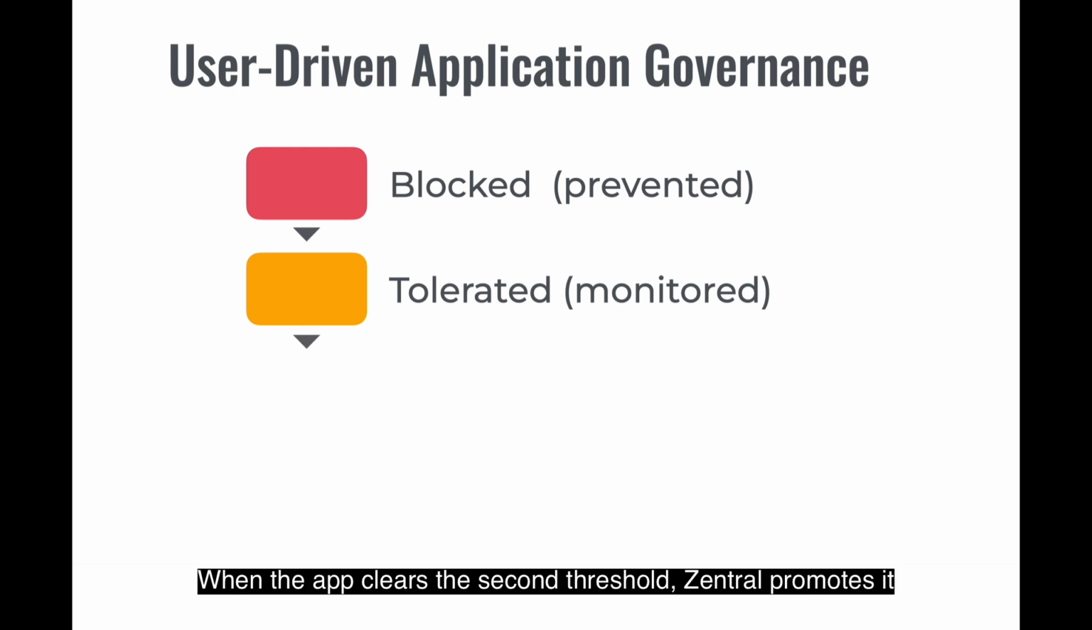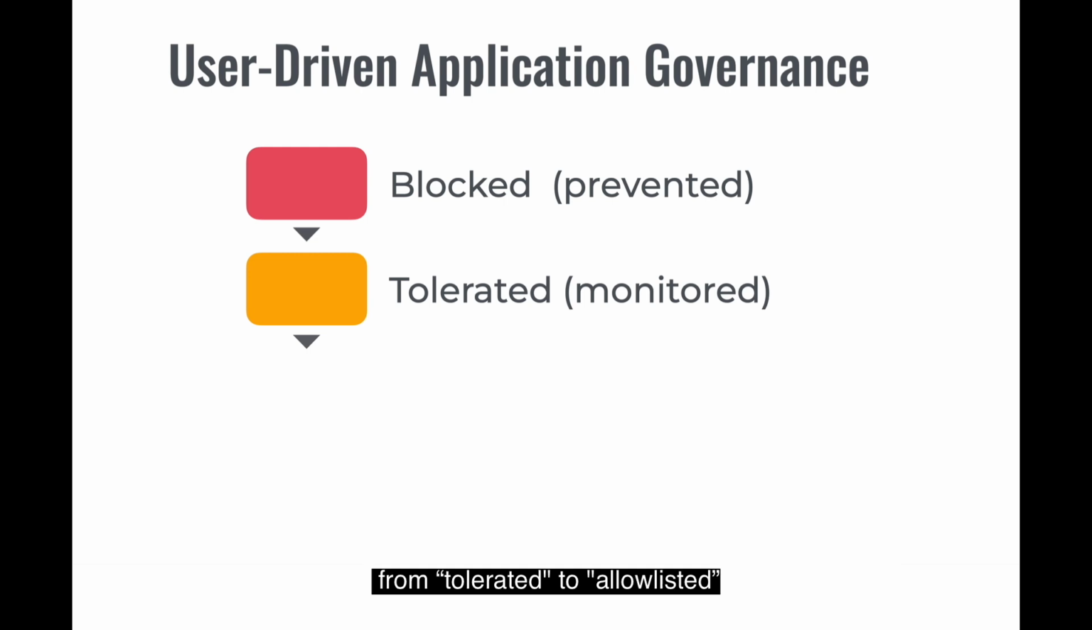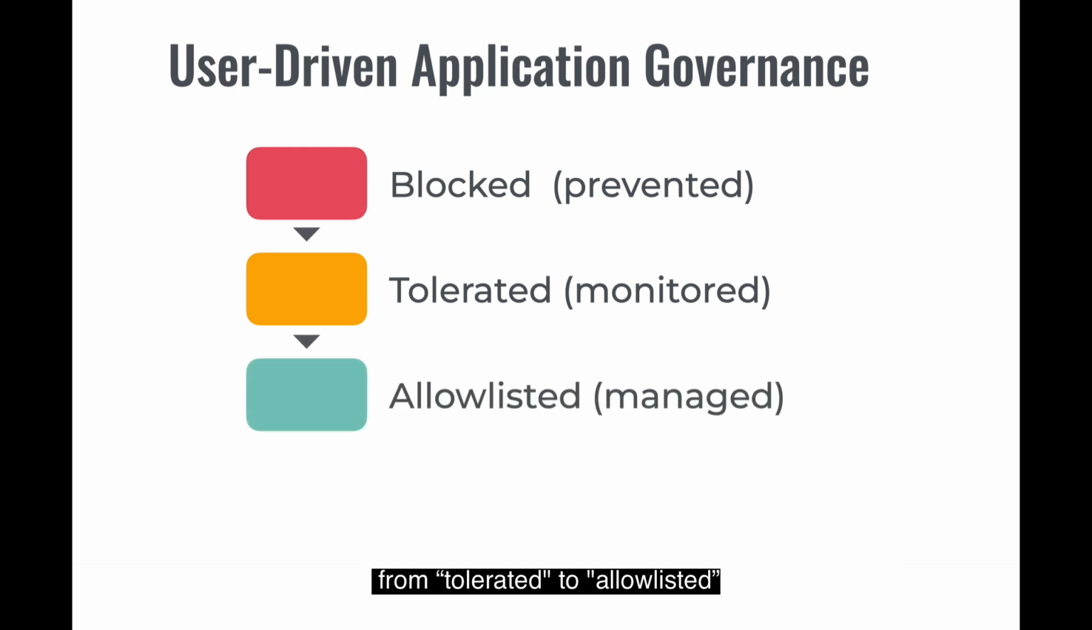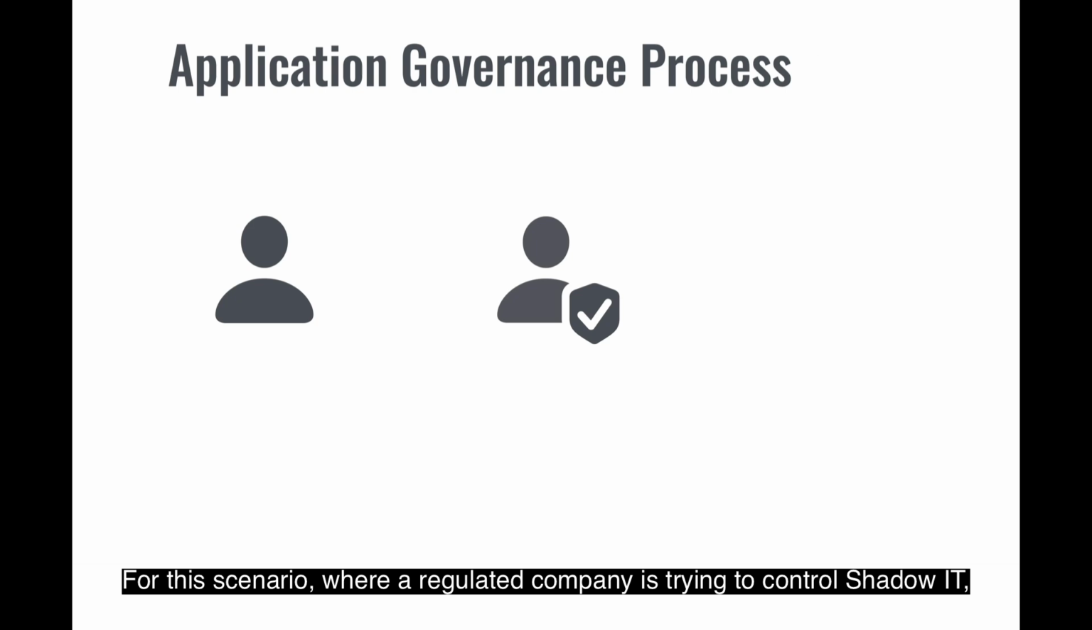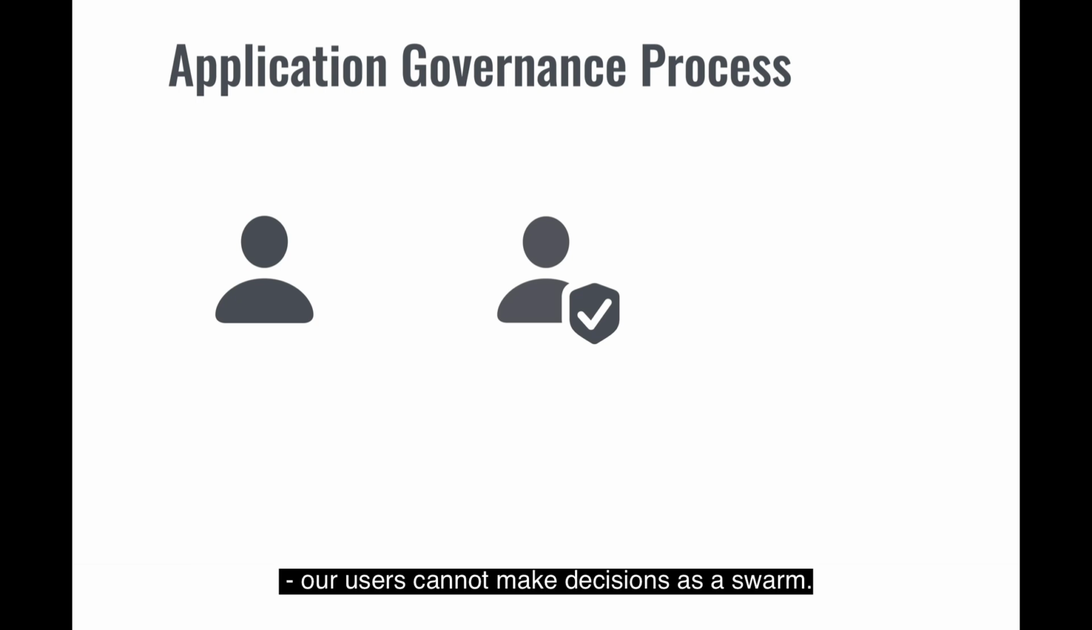When the app clears the second threshold, Central promotes it from tolerated to allow listed. Now the app runs by default for everyone. Ideally, the IT team now manages the app. For this scenario, where a regulated company is trying to control shadow IT, we are going to require admin approval for each status change. Our users cannot make decisions as a swarm.